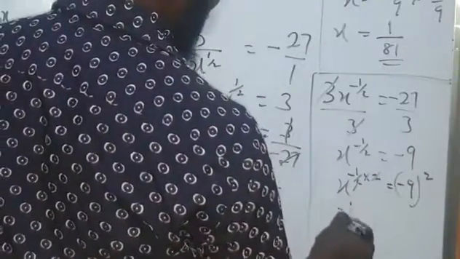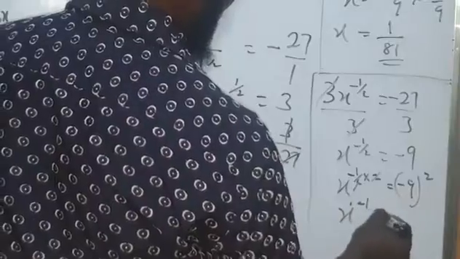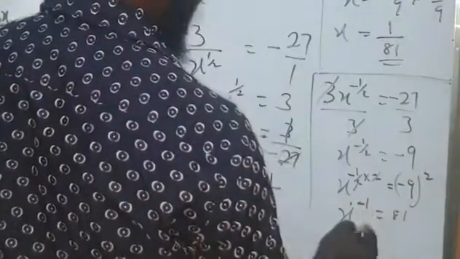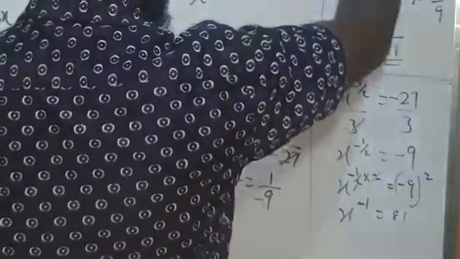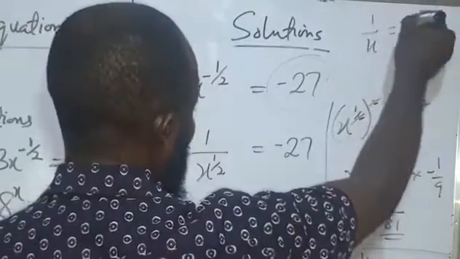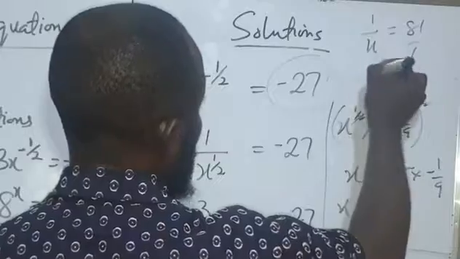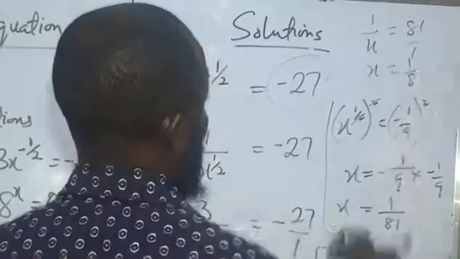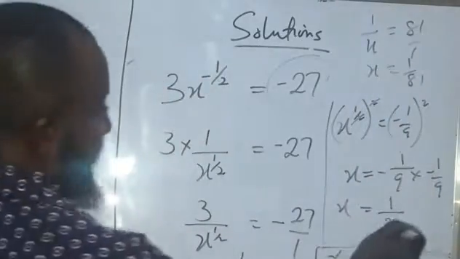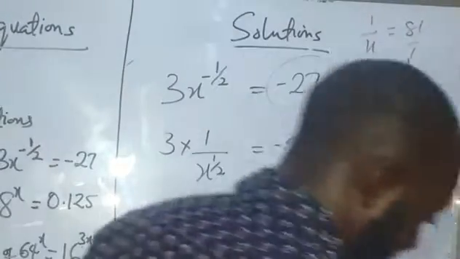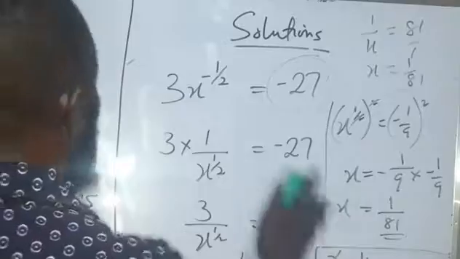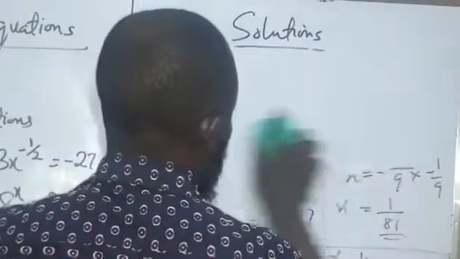So we now have x raised by minus 1 equals what? 81. So which means this is what? 1 over x equals 81. So when you cross multiply, we have x equals what? 1 over 81. So that's what it means, which is the same thing as what we have here. So we move to question number 3 now.